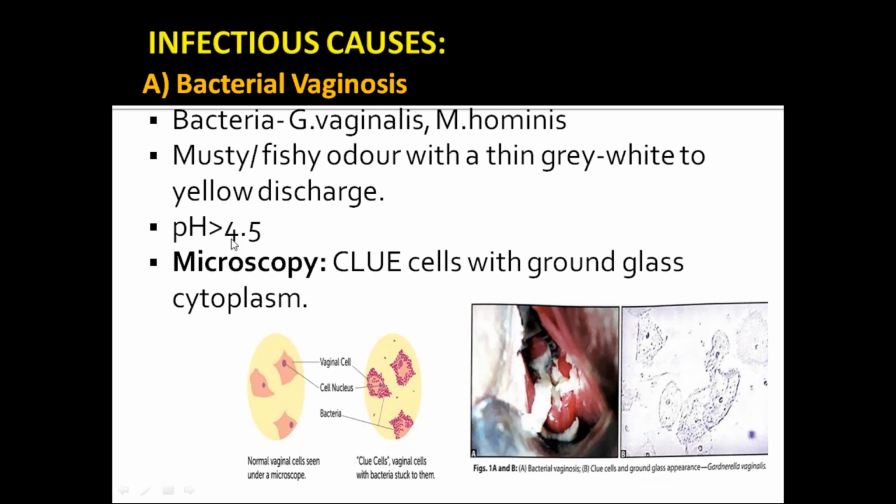And here the pH is greater than 4.5. I told you when there is alkaline pH, the organisms invade. And in the microscope, you can see in this diagram, this is bacterial vaginosis, and you can see here this is a vaginal cell. Here the vaginal cell is studded with bacteria. When the vaginal cell is studded with bacteria, it is called a clue cell, right?